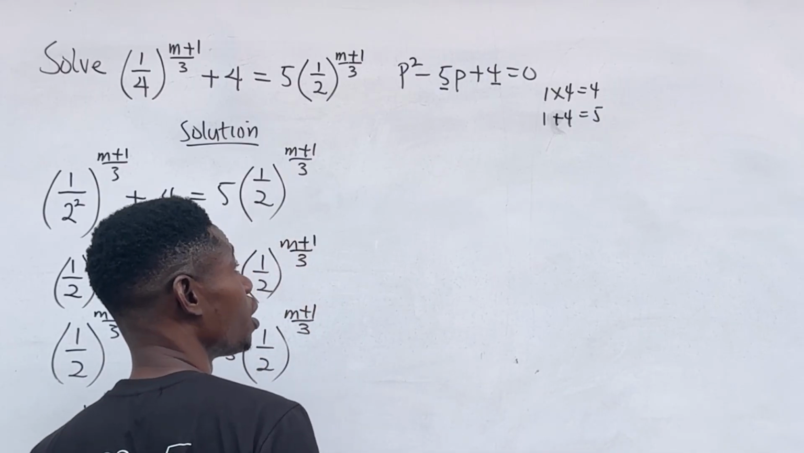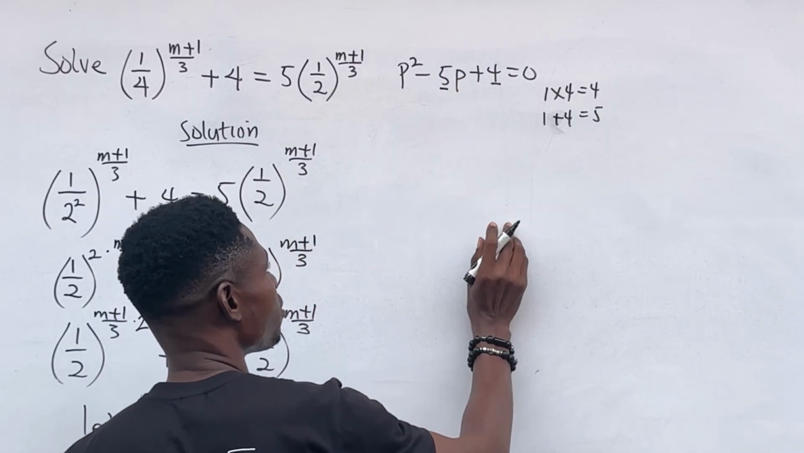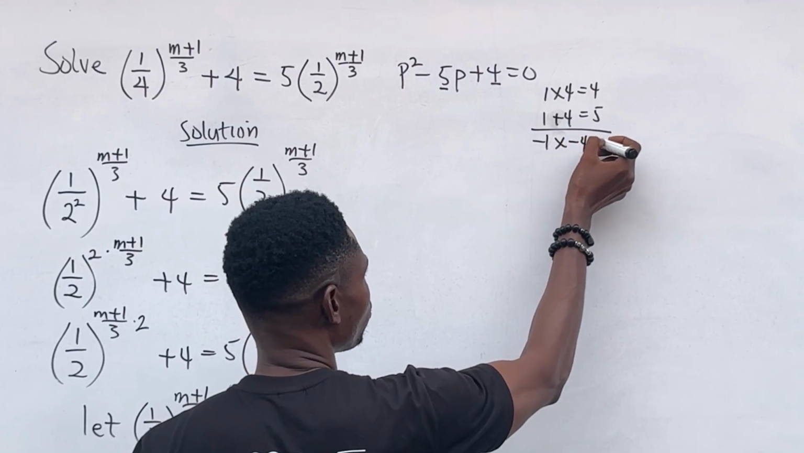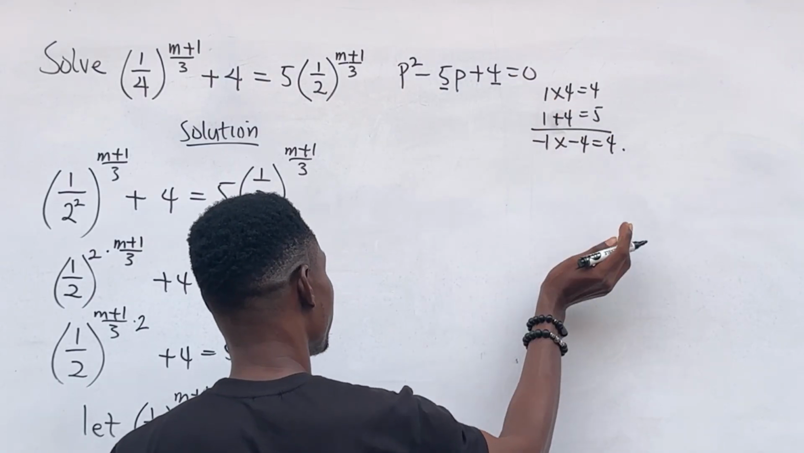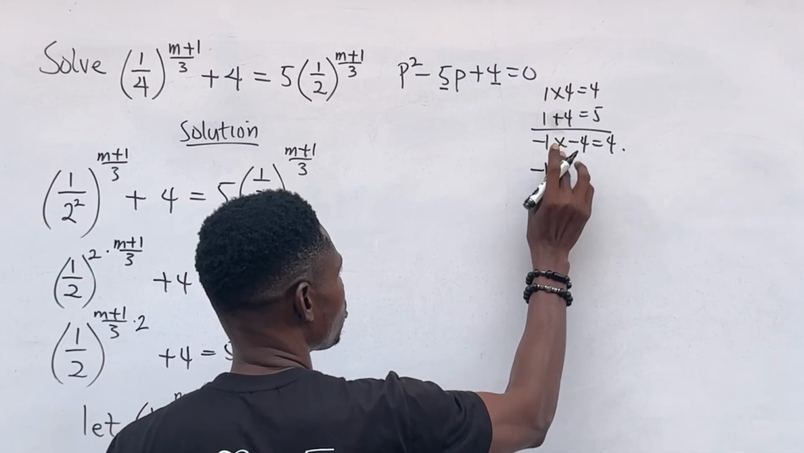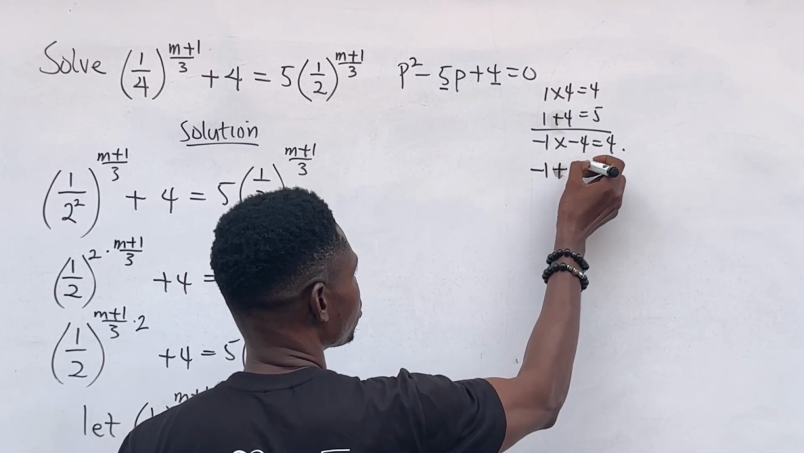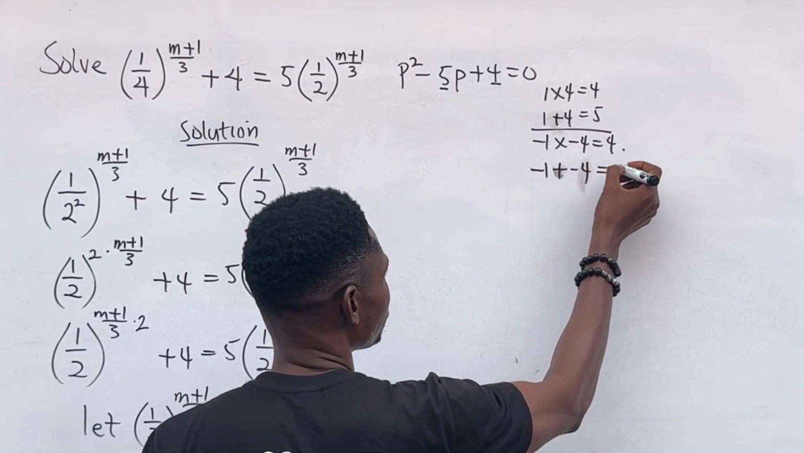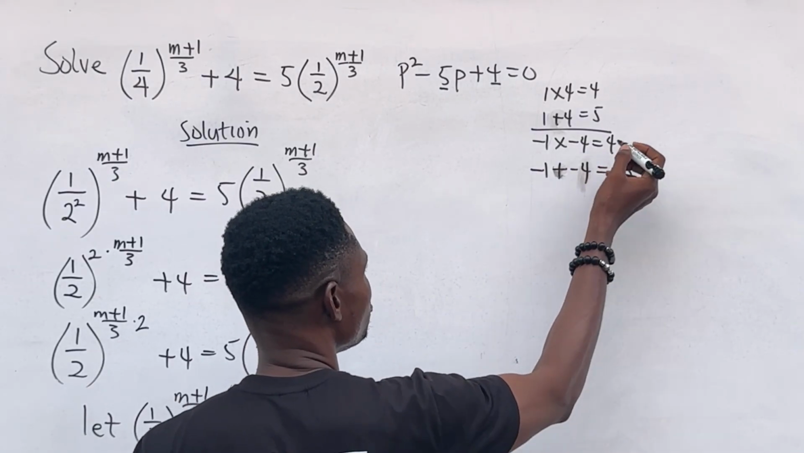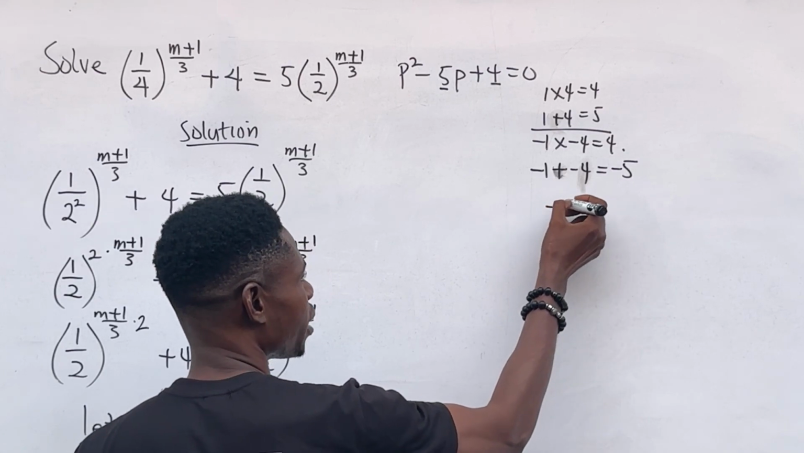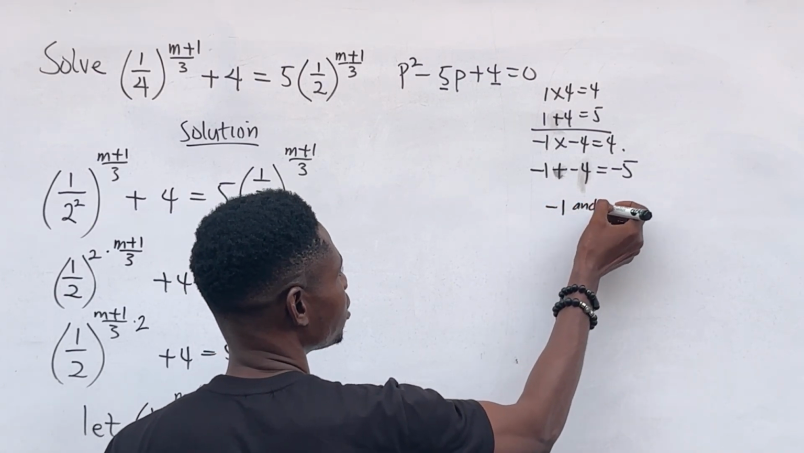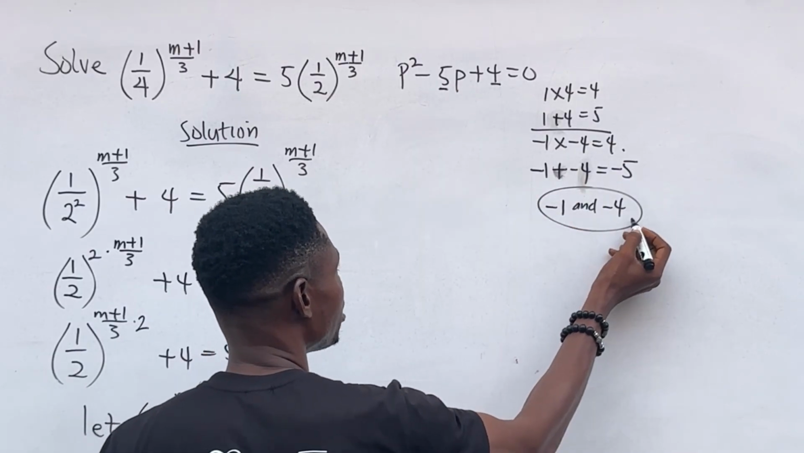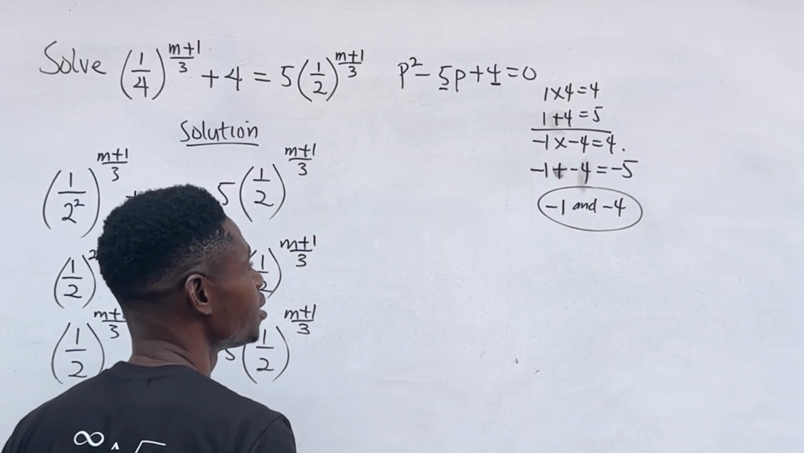But now watch what we are looking for: plus 4 and minus 5. So we are going to need minus 1 times minus 4 to give us positive 4, correct? And minus 1 plus minus 4, not 5, it's minus 4, that will give us minus 5. So this meets the condition. So our numbers are minus 1 and minus 4. When we add them, they give us minus 5, and when we multiply them, they give us plus 4. So that's the candidate. So let's go.